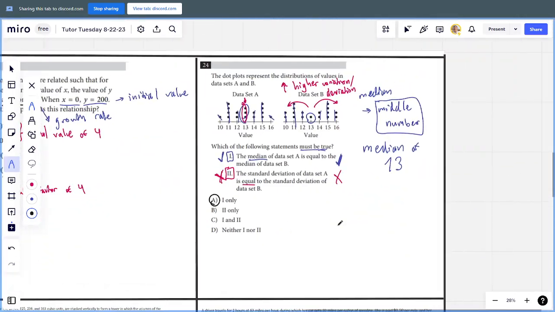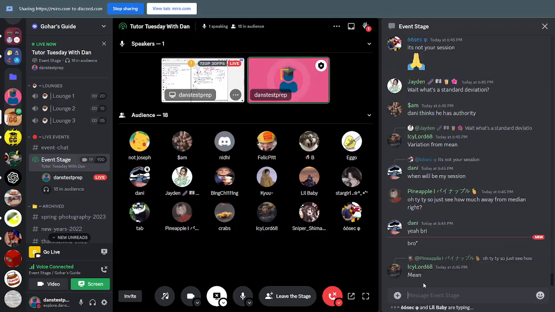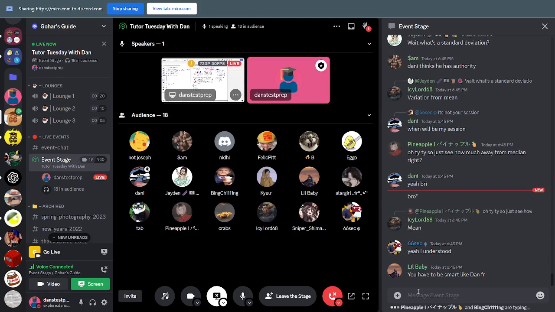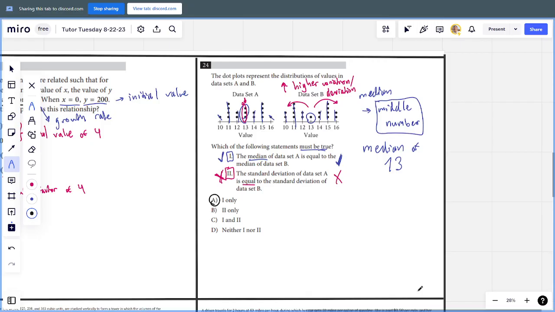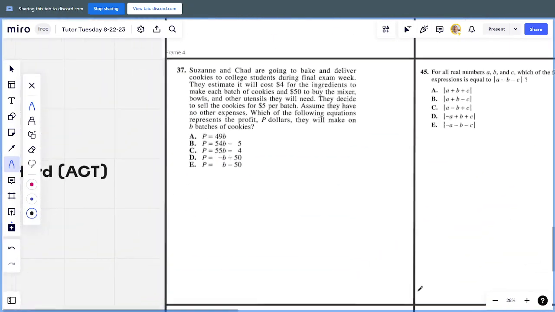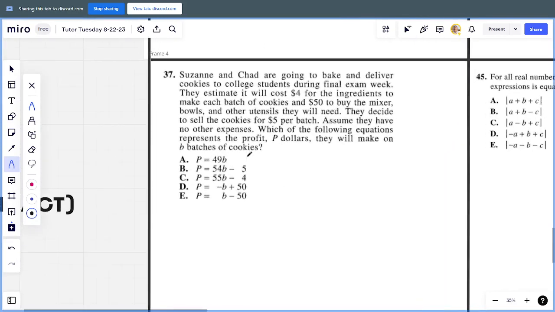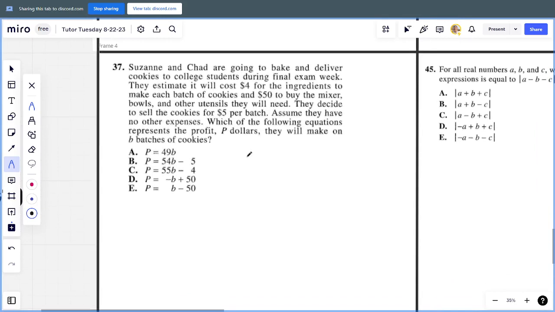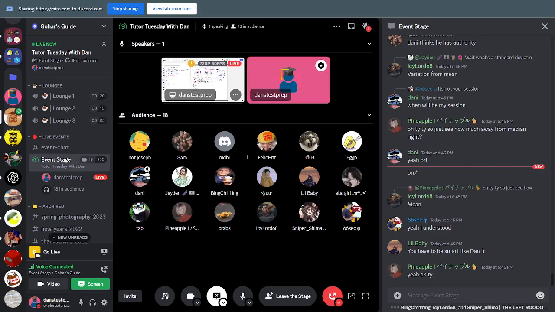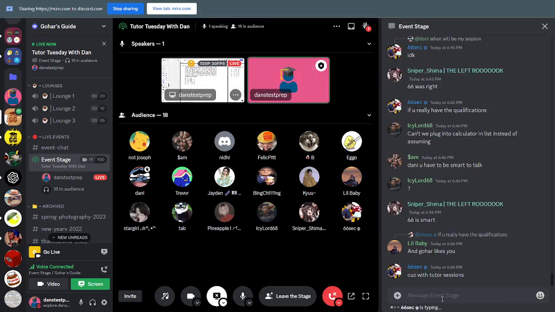Hopefully you guys understood this one on the deviation. Awesome. Okay, now we should move on to our ACT problems. For the ACT, it's going to be some similar problems, but just a little bit different. They test different math skills.